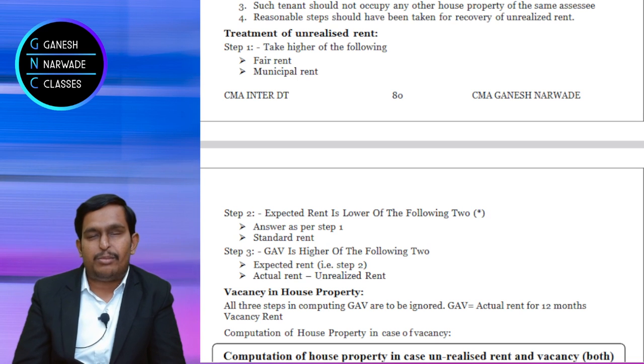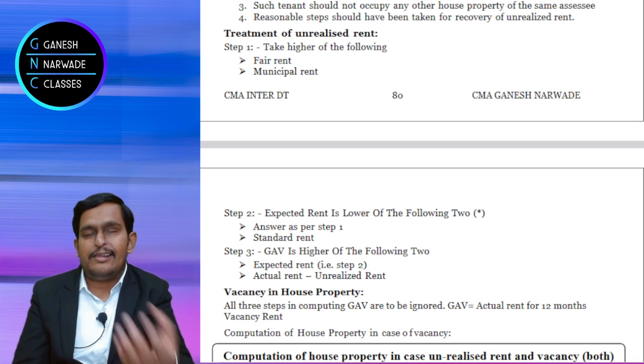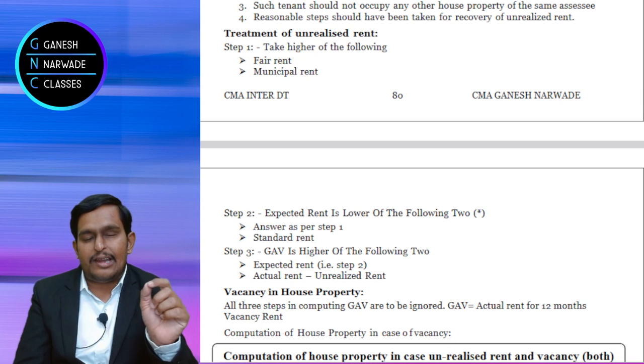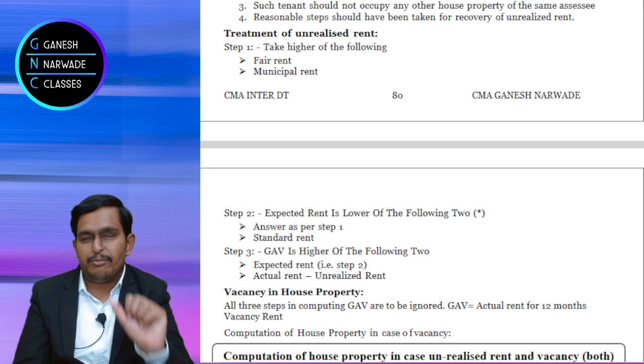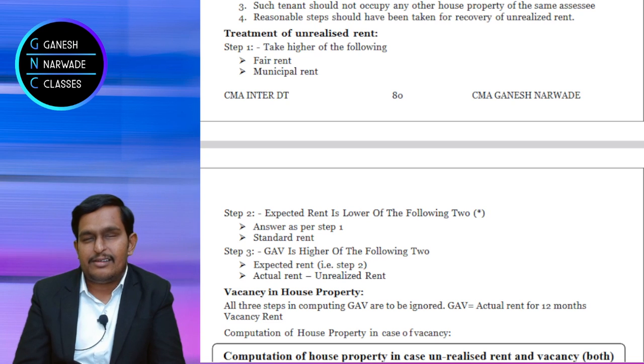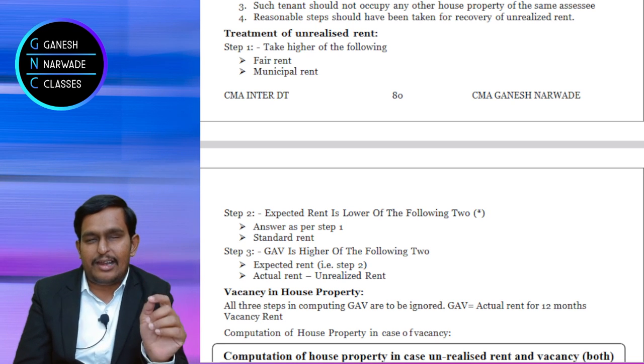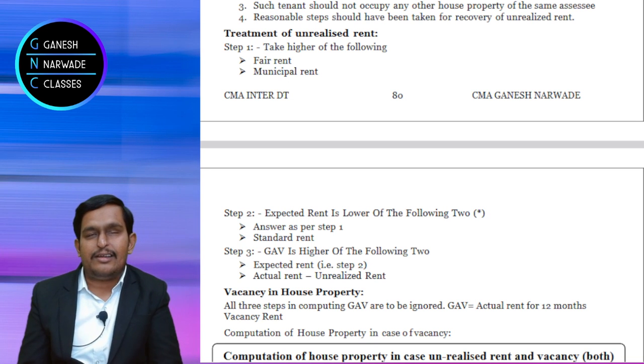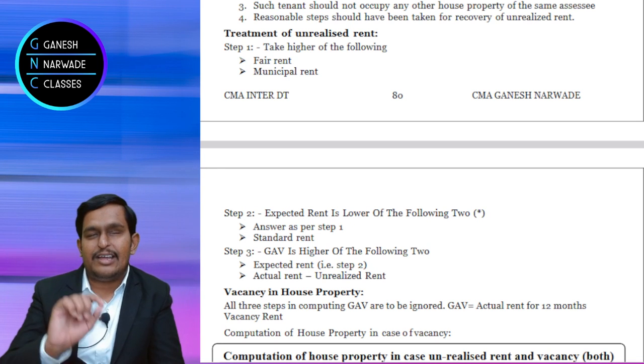Simple as that. But suppose expected rent is more than actual rent, then find the reason. Why? Is vacancy the reason or other reasons? Let's find. For that, you need to calculate one more term, notional actual rent, NAR. What is notional actual rent? Your actual rent which we computed till now plus vacancy rent is notional actual rent. Now compare this notional actual rent with the expected rent.